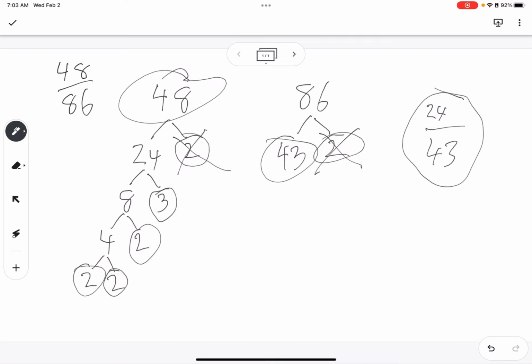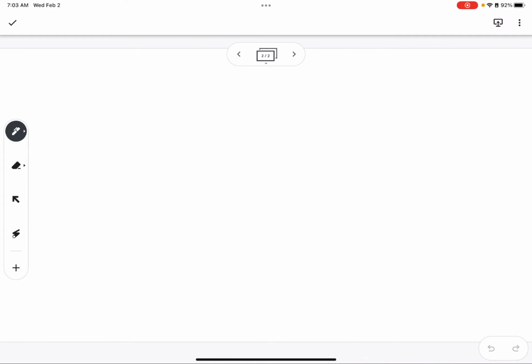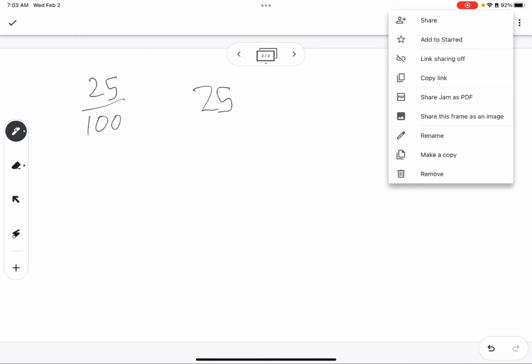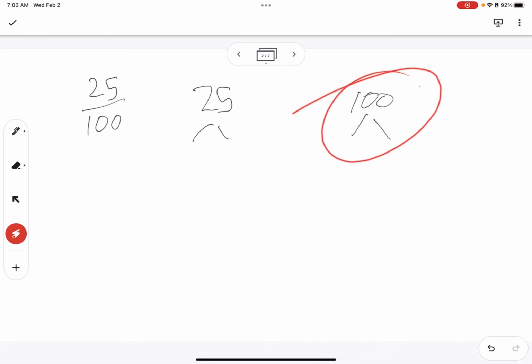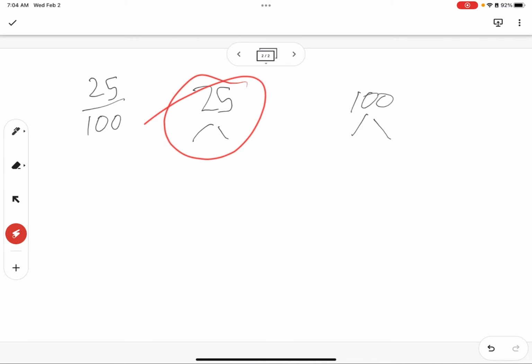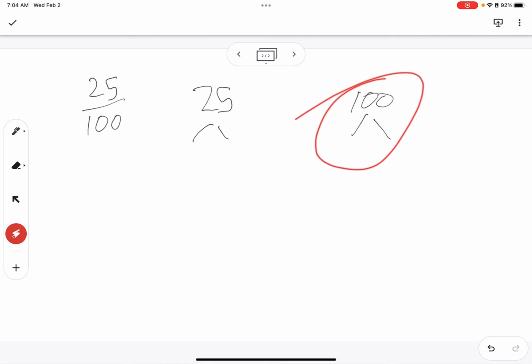Now, let's do one more. Let's do 25/100ths. Again, I'm going to take my numerator and write it here, my denominator and write it here. Put my two standing legs underneath. Because they're not prime, I know that there are two numbers that can be multiplied to get 25 and definitely two numbers that can be multiplied to get 100. So I'm not going to circle them.